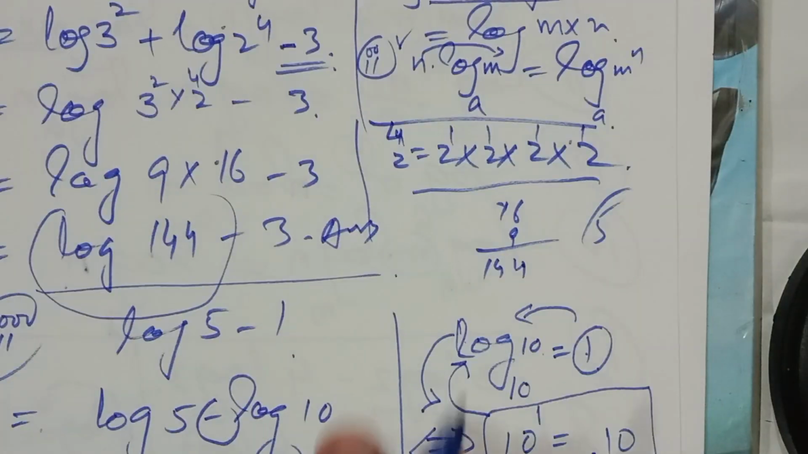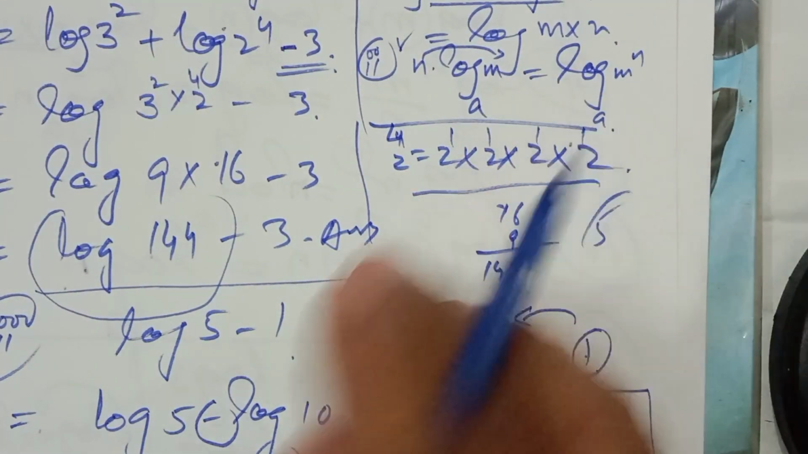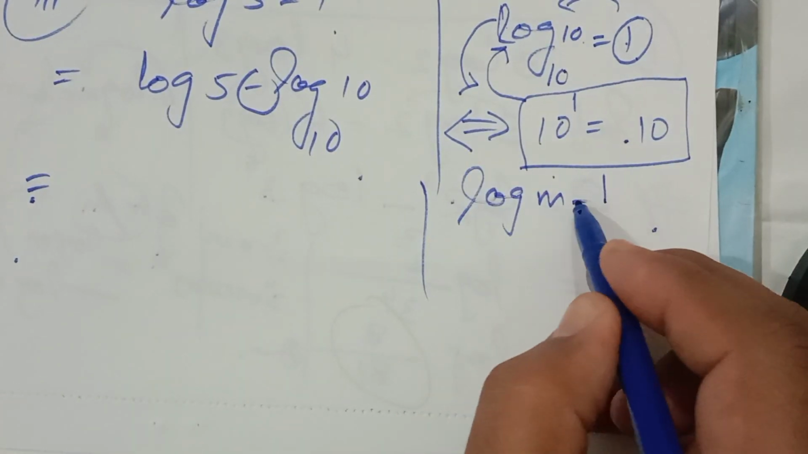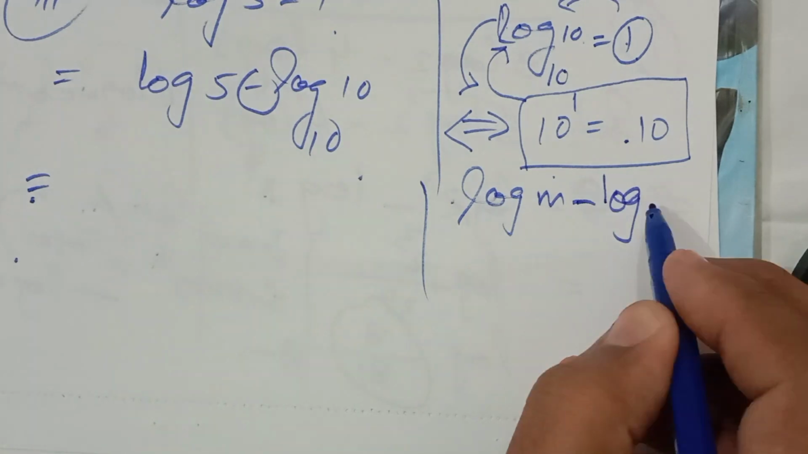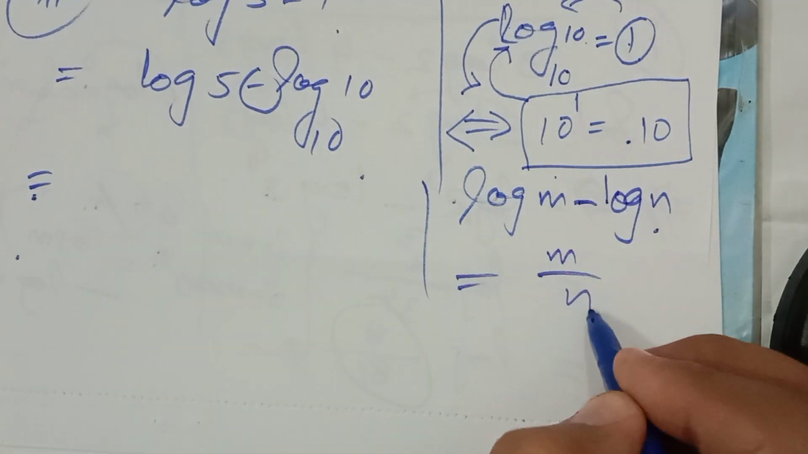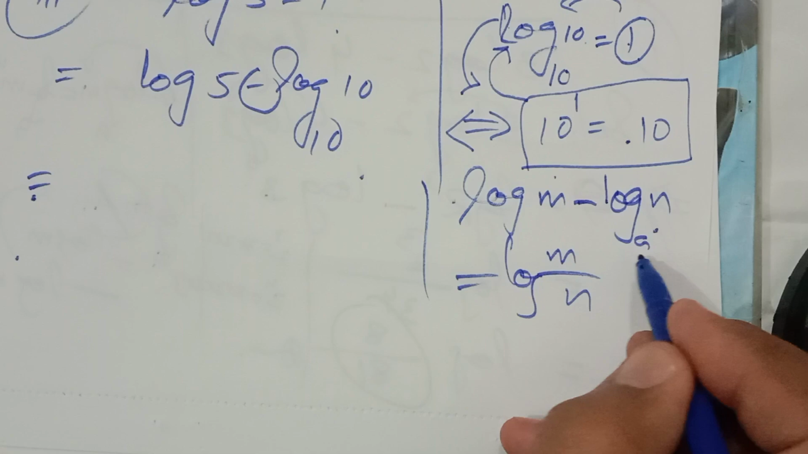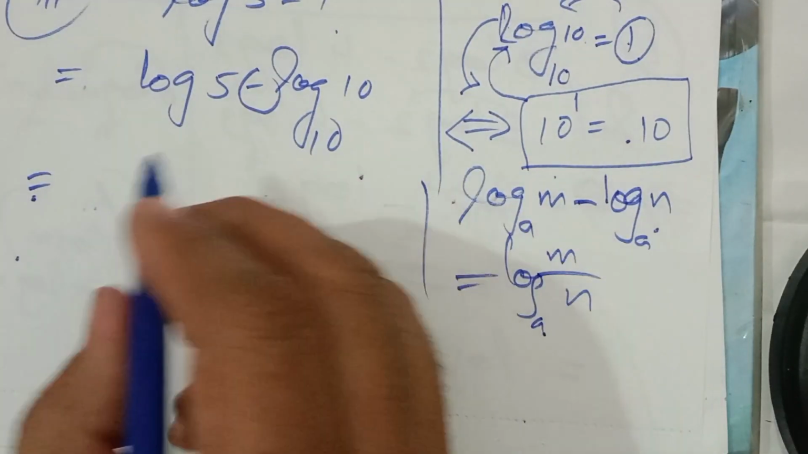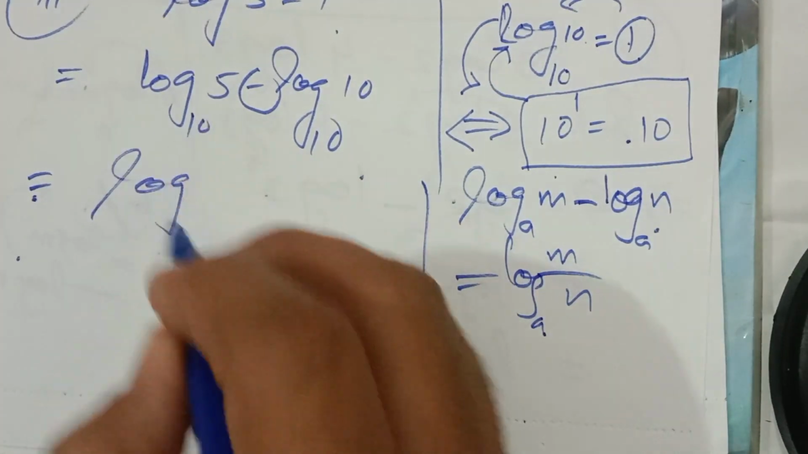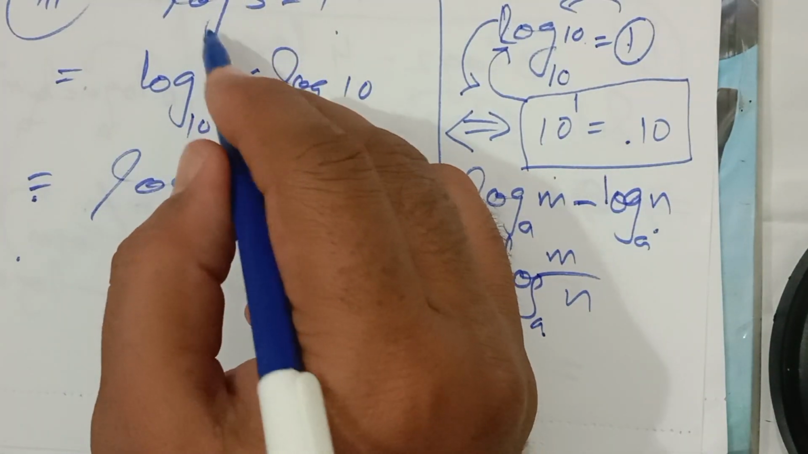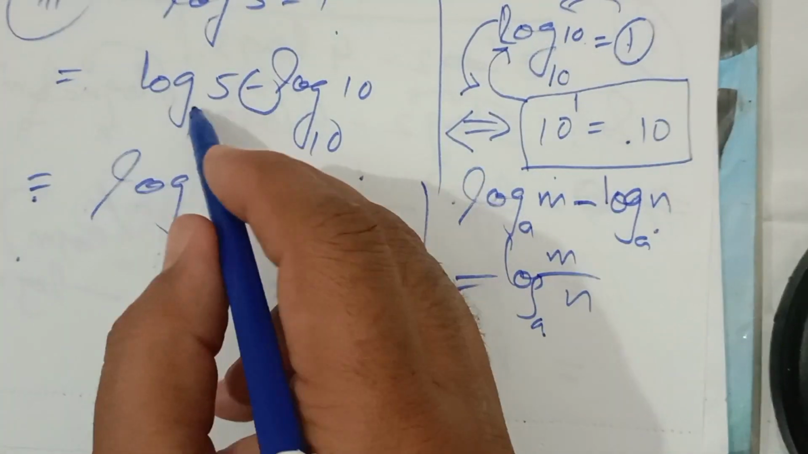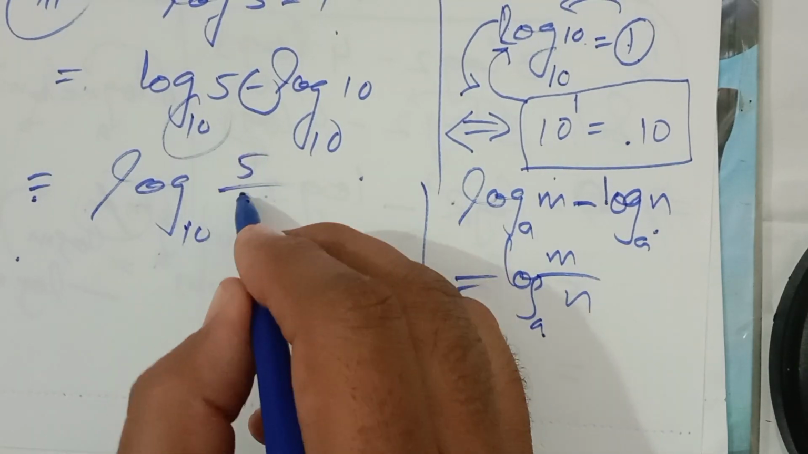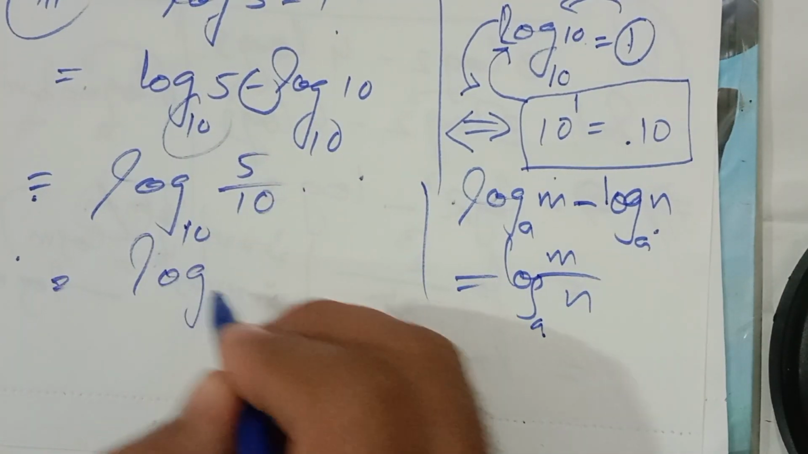Here there is a symbol of subtraction. If we have subtraction, it means log with base a of m minus log with base a of n, so we can write m by n as a single log. With the base here being 10. If nothing is written, it means the common logarithm base is 10. So we can write a single logarithm: log with base 10 of 5 divided by 10.